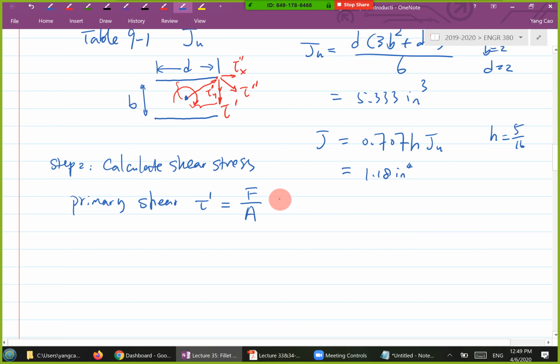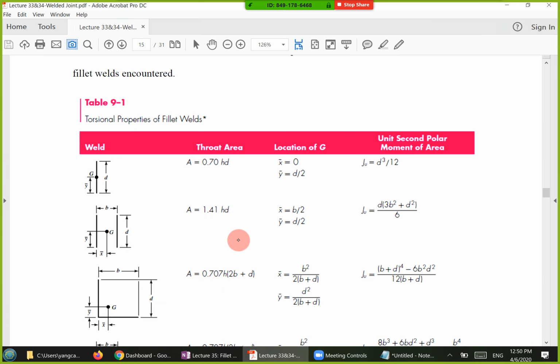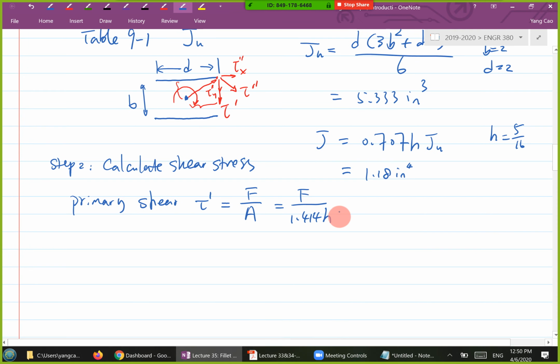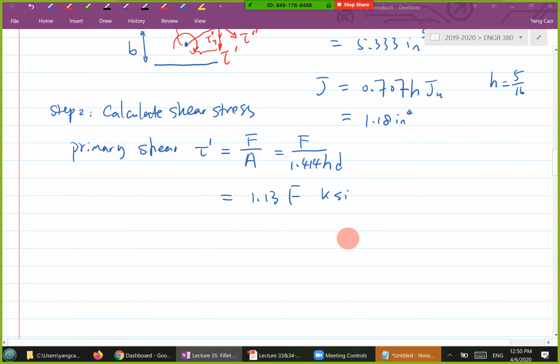So A equal to 1.414 and H, right, times D. D is this times D. So I do have everything. We don't have F yet, right? F is something that we need to figure out. So I'm going to keep the F here, but overall this is 1.13 times F. Okay, that's primary shear.